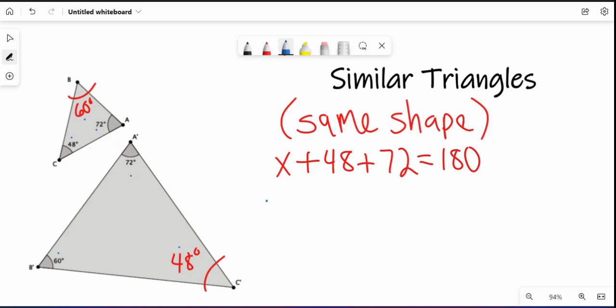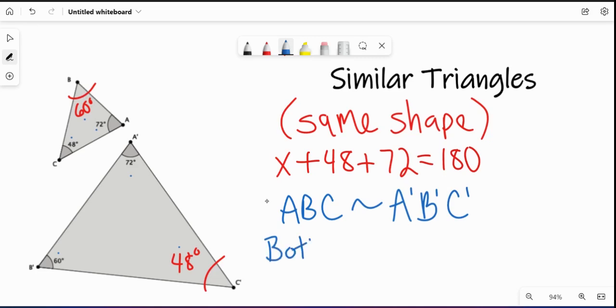They are similar triangles, okay? So our final answer is ABC is similar, that's the symbol for similar, to A prime, B prime, C prime. All right. Both are 60, 48, 72 degree triangles.